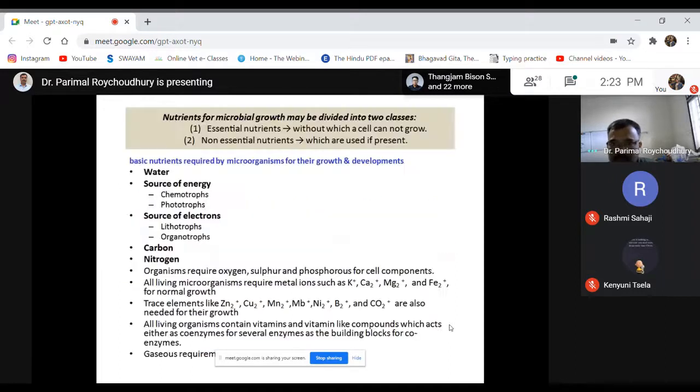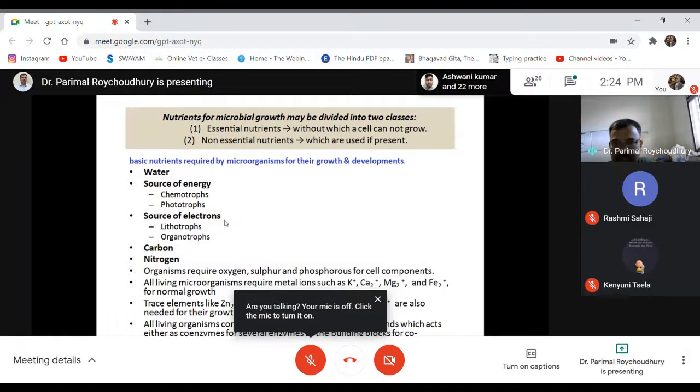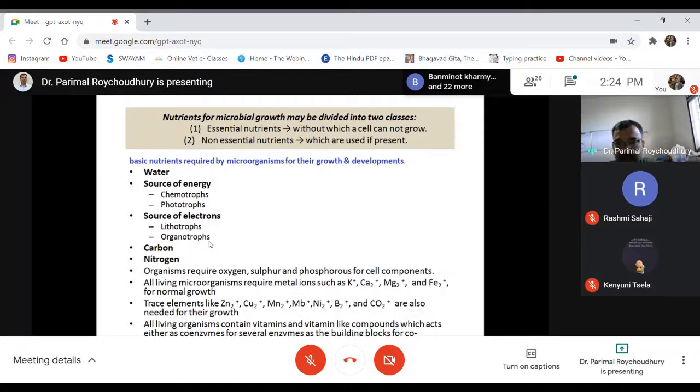These nutrients include water, which, as you know, is a major part of living creatures. We must provide water to the culture media, and the culture media must also contain some source of energy. Besides the phototrophs are the chemotrophs. They use chemical compounds as a source of energy, not light. Then they need sources of electrons to carry out all their metabolic activity. Our organisms, heterotrophs, are also called organotrophs. They use organic material as a source of electrons.